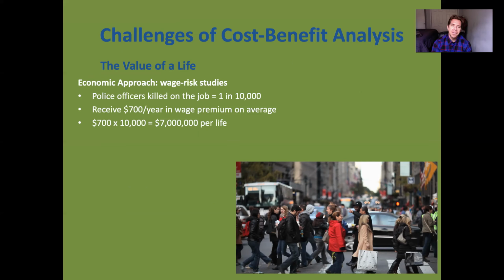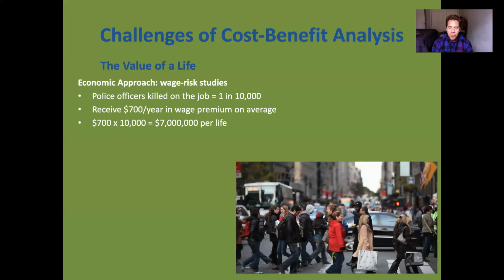But if you look at the number of police officers killed on the job, let's say that it's 1 in 10,000, okay? That's kind of the risk, right? 1 in 10,000 people in this line of employment will lose their life. Then we look at how much police officers get paid relative to other people who have the same levels of expertise and training, the same years of education, for example. How much more do police officers get paid, right? And so let's say they get paid on average $700 more a year, and we call this the wage premium.